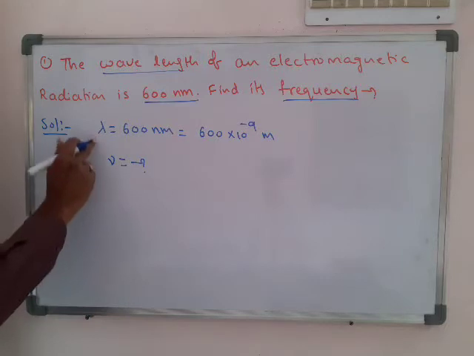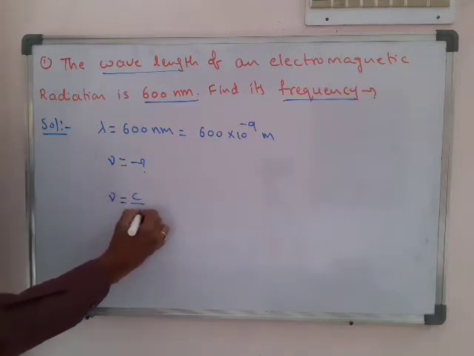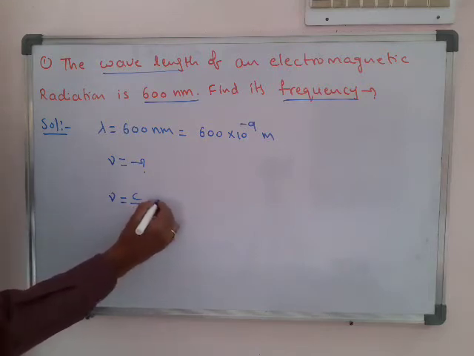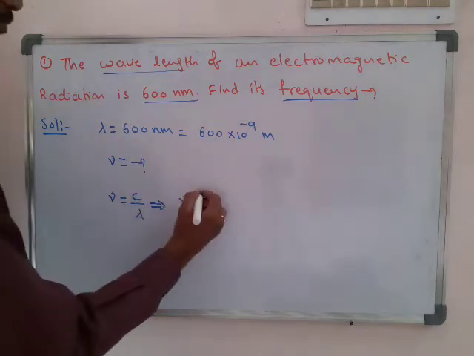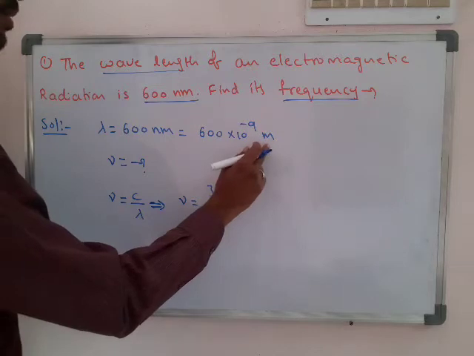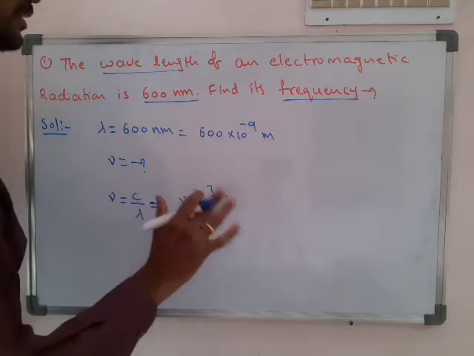And what is the relation between these two? We know that nu is equal to c by lambda. Okay, nu is equal to c by lambda. So what is c? Velocity of light you should take in terms of meters. So units must be in the same method.